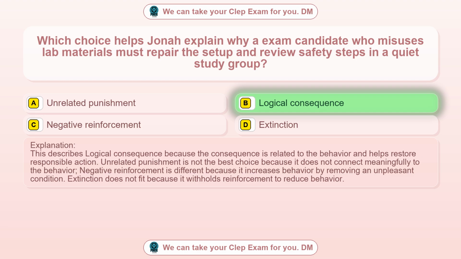This describes logical consequence because the consequence is related to the behavior and helps restore responsible action. Unrelated punishment is not the best choice because it does not connect meaningfully to the behavior. Negative reinforcement is different because it increases behavior by removing an unpleasant condition. Extinction does not fit because it withholds reinforcement to reduce behavior.